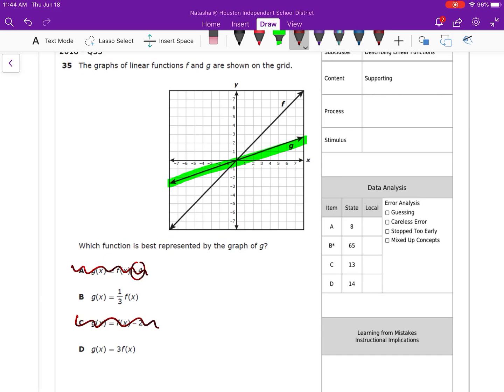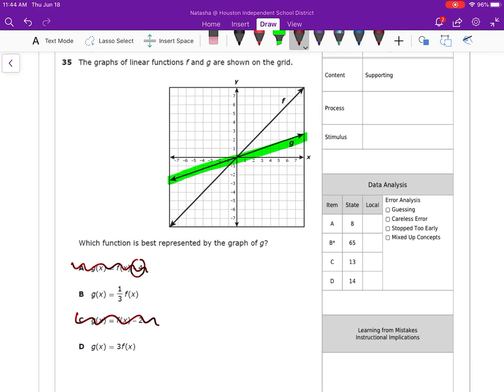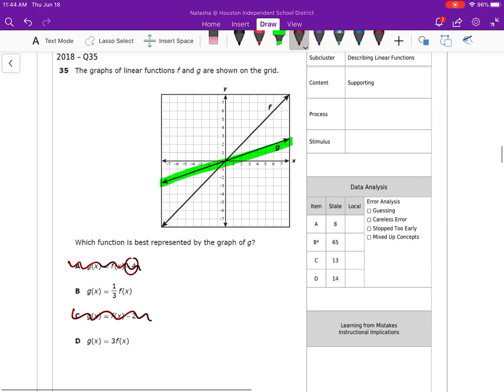And yes, you could find your slope, but you really don't need to. The f function is the parent function. I know it's the parent function because f has a slope of 1. So the f function, f of x, is our parent function. So that's f of x is equal to x, okay? G is something that we've done to f to change the transformation.